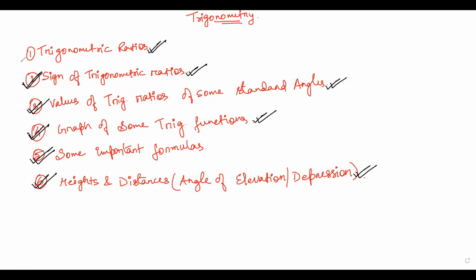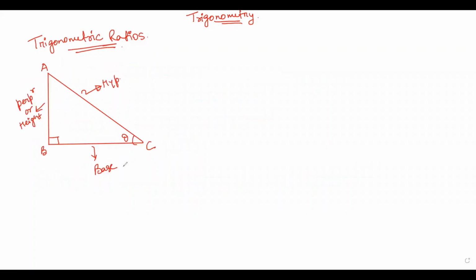So let us begin with what are trigonometric ratios. Whenever we come across this topic trigonometry, the triangle that we have to deal with is a right angle triangle. A right angle triangle is a triangle where one of the angles is 90 degree. And if we consider the other angle to be theta, in that case, the side BC is called the base, the side AB is called the perpendicular or height, and the side AC is called the hypotenuse.